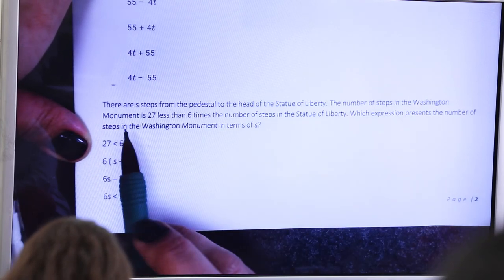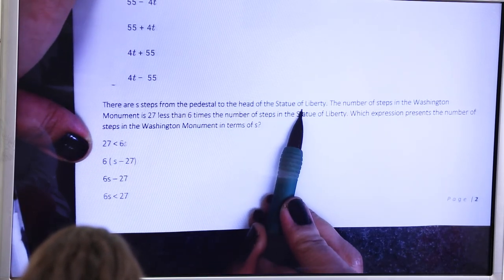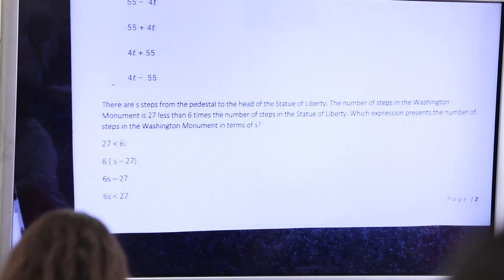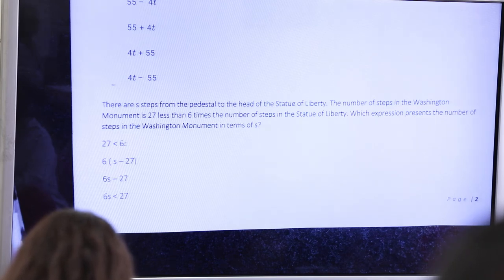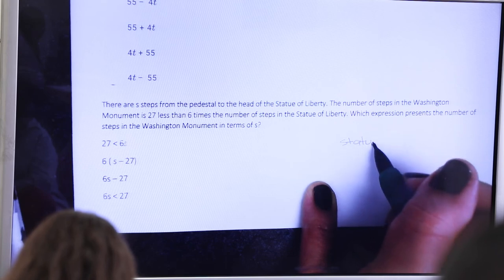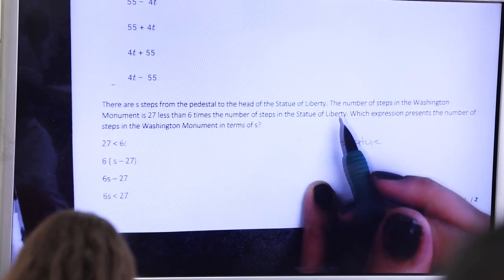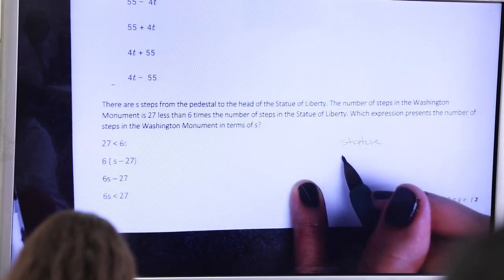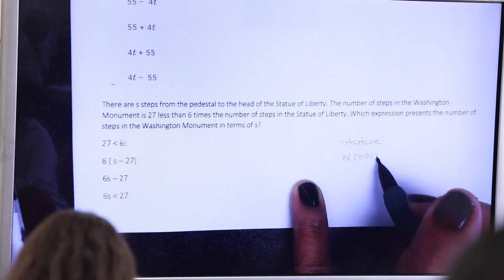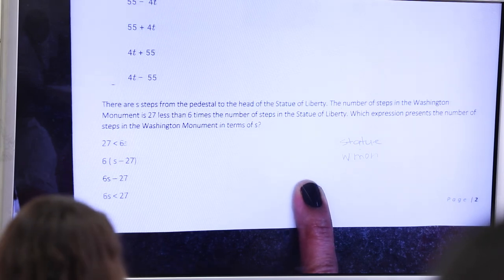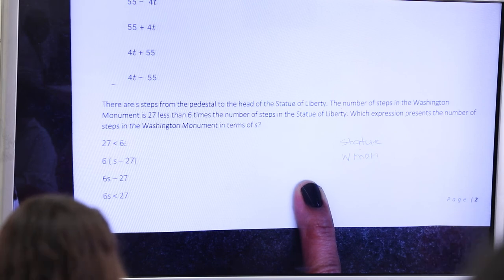Okay. So there are steps from the pedestal to the head of the Statue of Liberty. Visual: I'm at the pedestal and there's the head of the Statue of Liberty. Long, huge, big. Okay, got it. The number of steps in the Washington Monument. So I'm going to write some stuff here. You've got the statue. And then we switch in the sentence, in the paragraph. The number of steps in the Washington Monument is 27 less than 6 times the number. I tell my students, don't keep reading. It's already a lot of words. Let's start breaking it down right here.